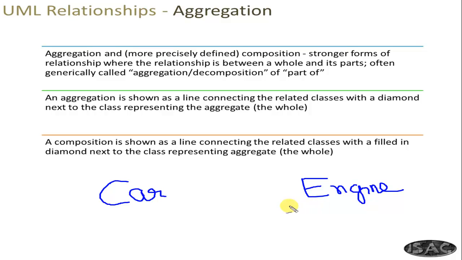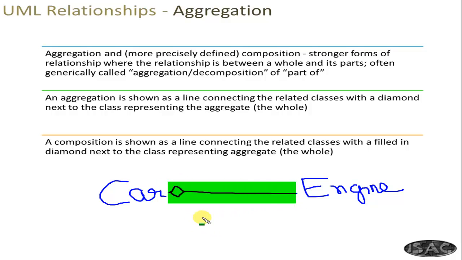Now, in this one, the relationship here is that you create a small diamond kind of structure and then you put it like this. So, this becomes your relationship between car and engine, where the class representing the aggregate has a diamond close to it. So, this relationship is called aggregation relationship. Same way you can have a car and a tire, car and a steering. That kind of a relationship is called aggregation relationship.